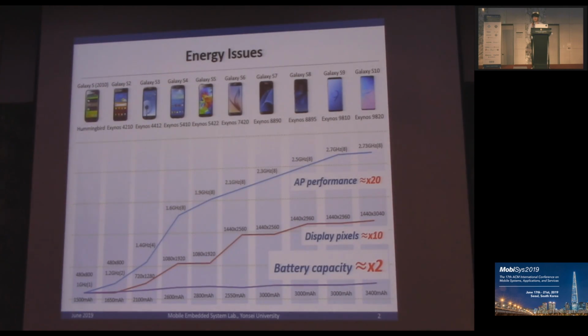First, I'll discuss the importance of energy optimization for mobile devices. During 10 years, the AP has been 20 times faster and the display resolution has been 10 times higher, but the battery capacity has only doubled. Due to these unbalanced advances, efficiently using the limited energy is a very important problem in mobile devices.